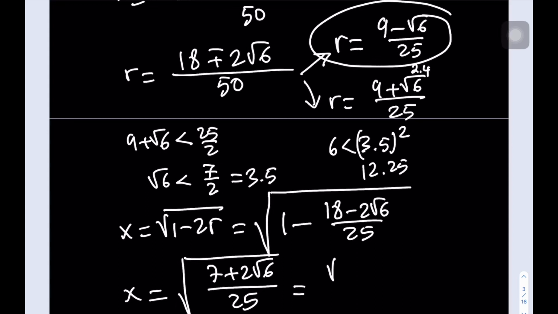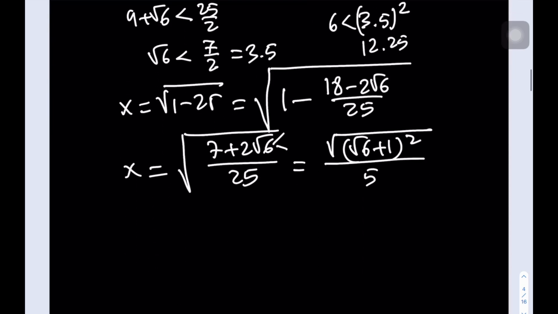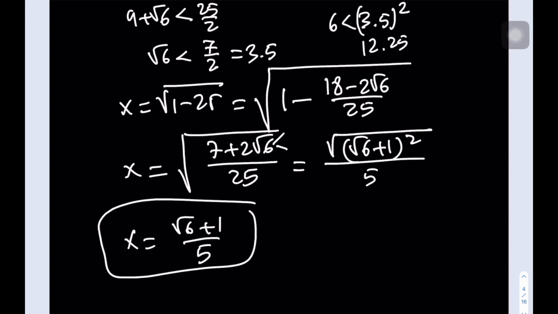This is going to be root 6 plus 1 squared. Think about it for a minute, and you can use our shortcut as well. Factor 6 into 6 and 1, and their sum is going to be 7. Awesome, beautiful. And this is just going to be a 5. Great. So x would be square root of 6 plus 1 over 5 then. Nice. Okay, we got the value of x.